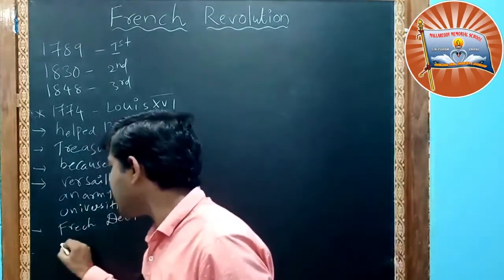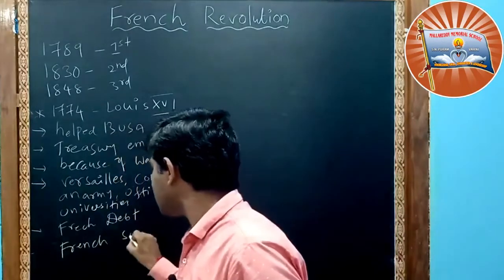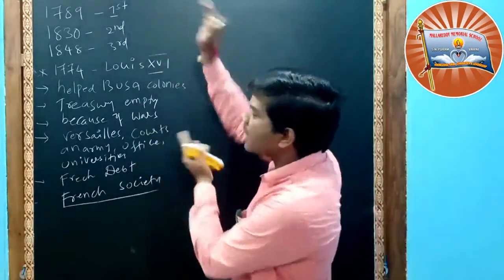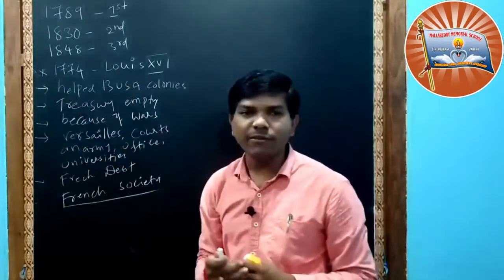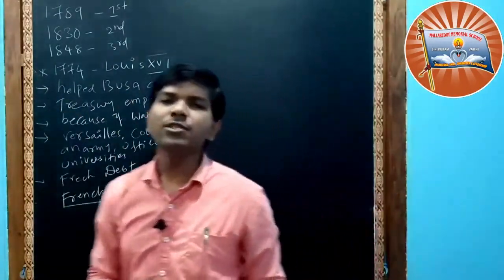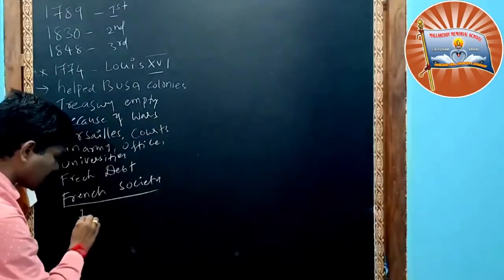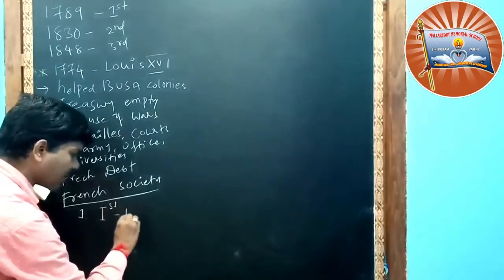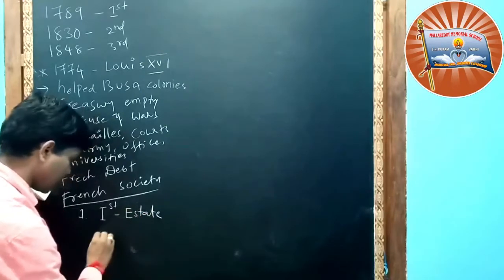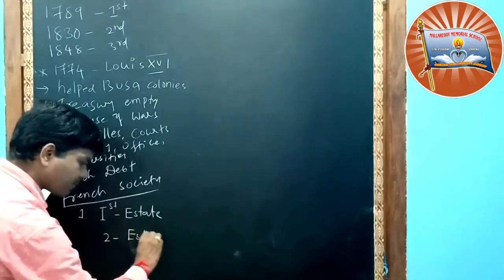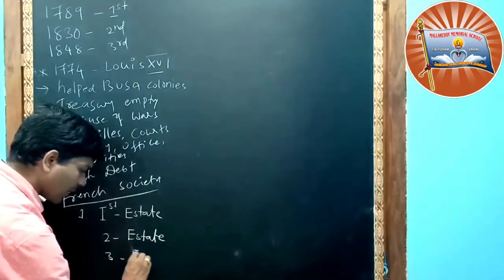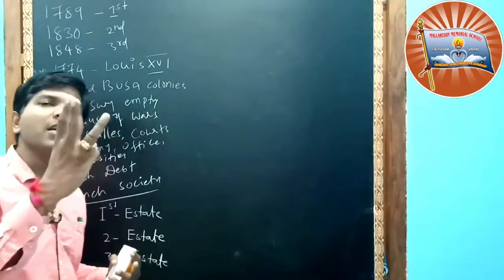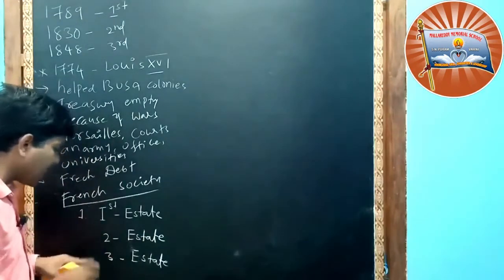Next, let's see about French society. This is the condition of the kingdom of France during 1774. French society was divided into three estates. The first one is called the first estate, next the second estate, and the third one is called the third estate. French society was divided into three estates: first estate, second estate, third estate.